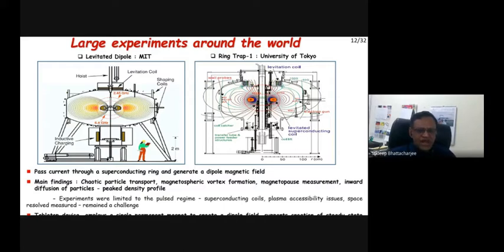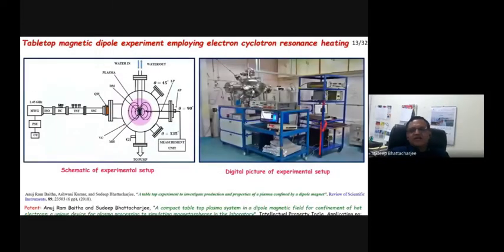So what we have devised is a tabletop device, which employs a single permanent magnet to create a dipole field. And it supports creation of steady state plasmas. It's a unique low cost experiment and retains most, if not all, the basic physics of large experiments. So here is our experimental setup. I will explain to you in a while.